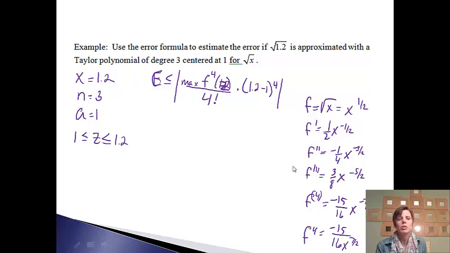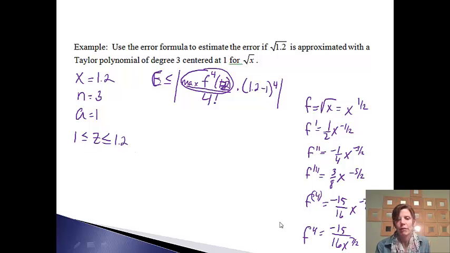All right, so now I just need to decide, should I plug in 1 or 1.2 into this answer? What should I put right here? That's what I'm trying to decide. Okay, so if I look at this, am I going to get a bigger answer if I plug in 1 or plug in 1.2? First of all, I'm going to tell you that we will be ignoring the negative sign because we're going to take the absolute value anyway. So with disregarding the negative sign, which one will give me a larger answer?